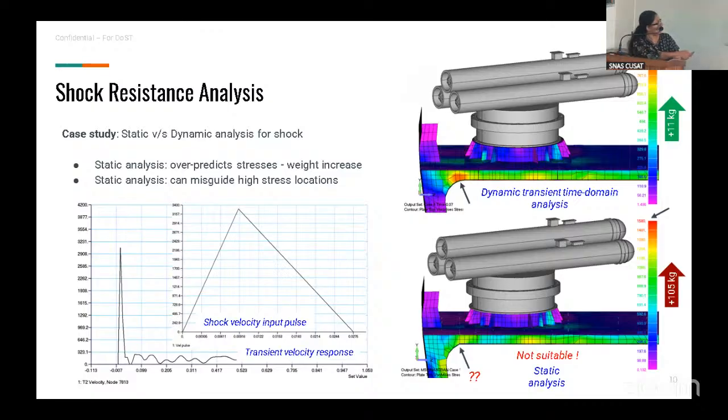Also you can see a hotspot stress in the dynamic analysis results, but not in the static analysis results. You can see that there is actually a shape change, so that should be a hotspot area, but that has not resulted in the static results. So we can see that static analysis can misguide high stress locations also. So in this comparison, we find that dynamic analysis is to be done when it comes to shock analysis.